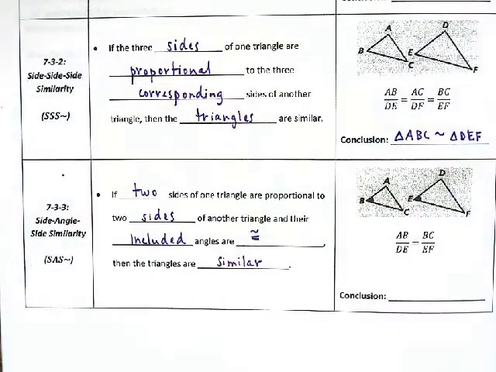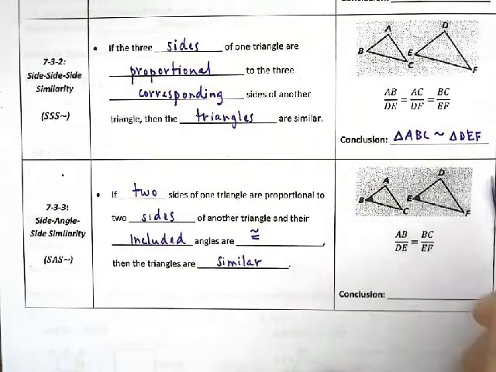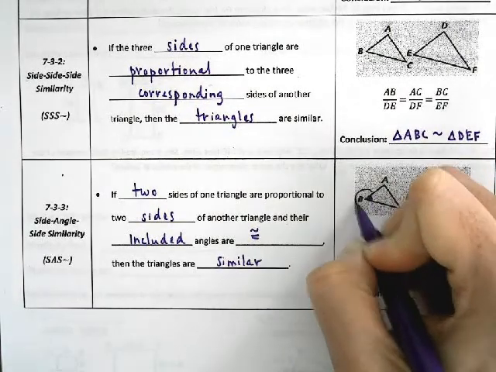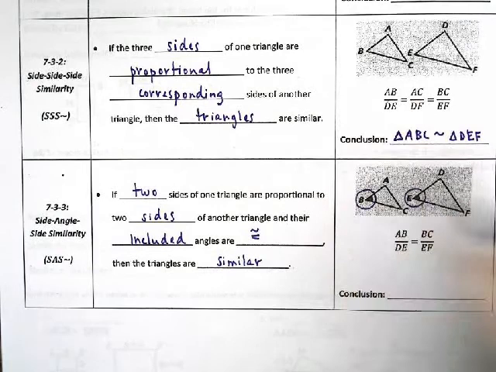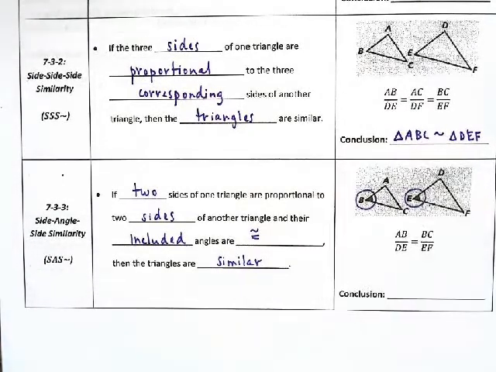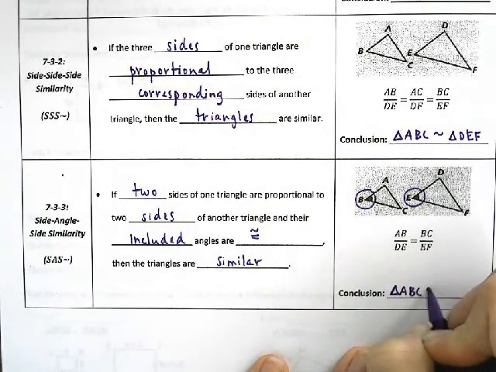So in other words here, if I knew that AB and DE were in the same ratio as BC and EF, and I know that angle B is congruent to angle E. Again, it has to be the angle that's trapped in between those 2 sides. Then I could say those triangles are similar.